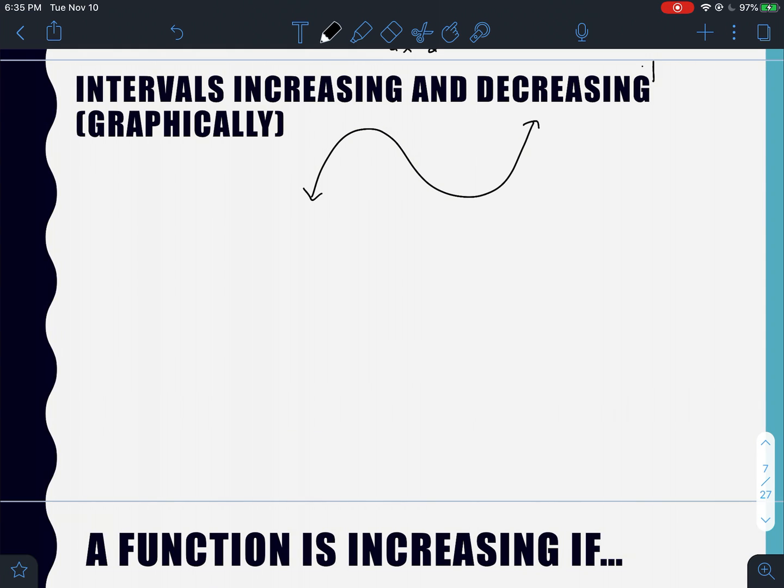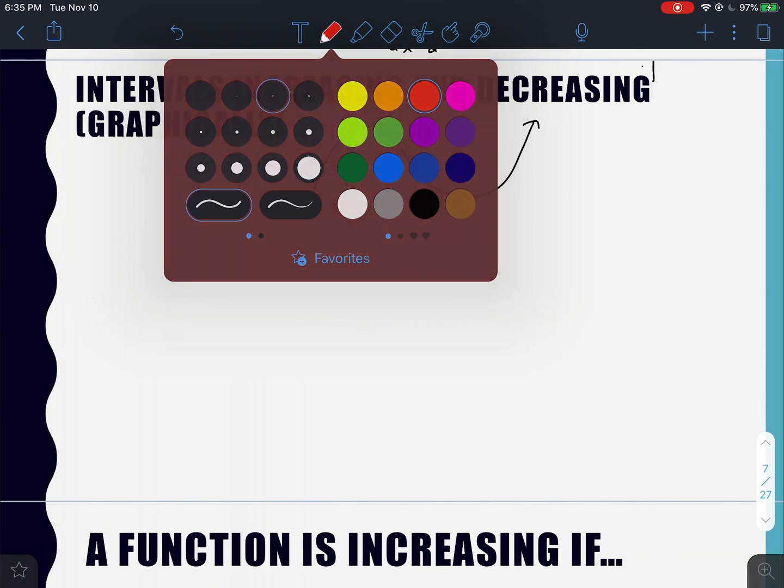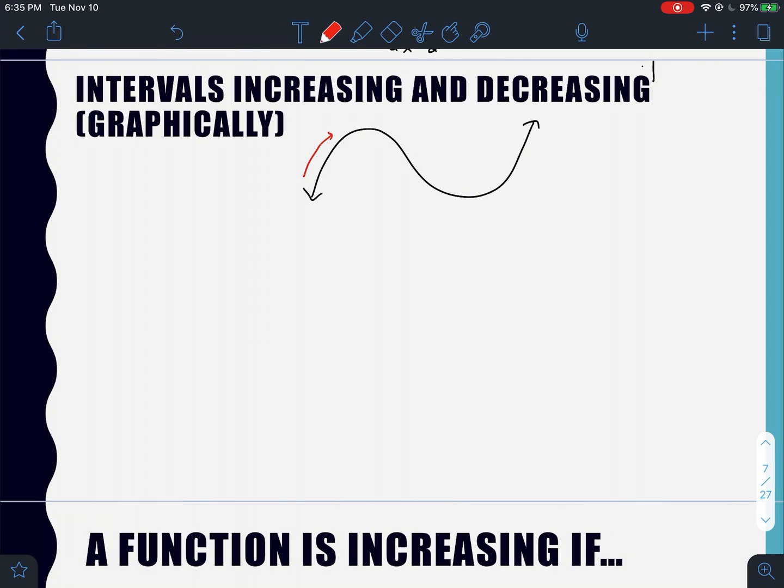All right. Intervals of increasing and decreasing. A function is increasing and decreasing if it's polynomial, or any function really can be. It's increasing when the graph is climbing, and it's decreasing when the graph is falling. And then it changes when it's at a peak or a valley.